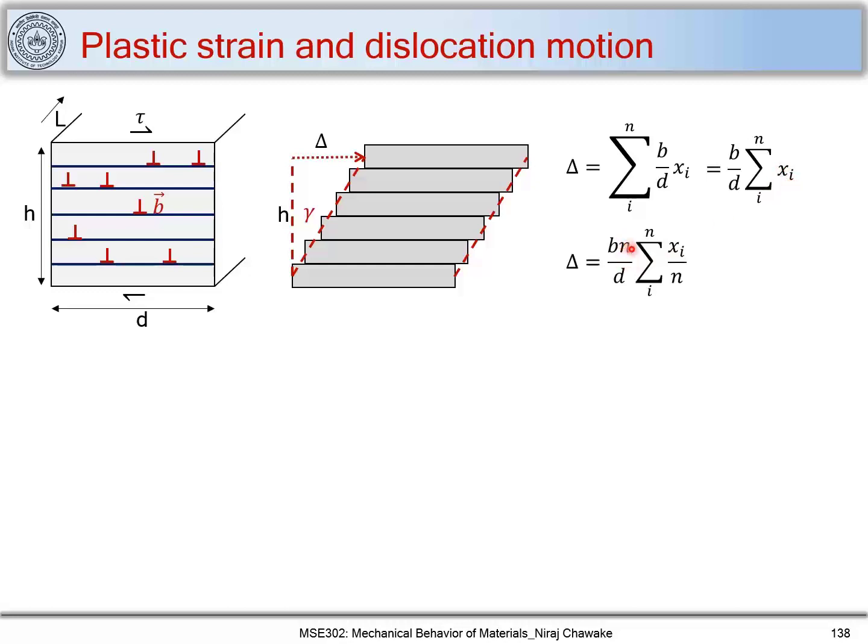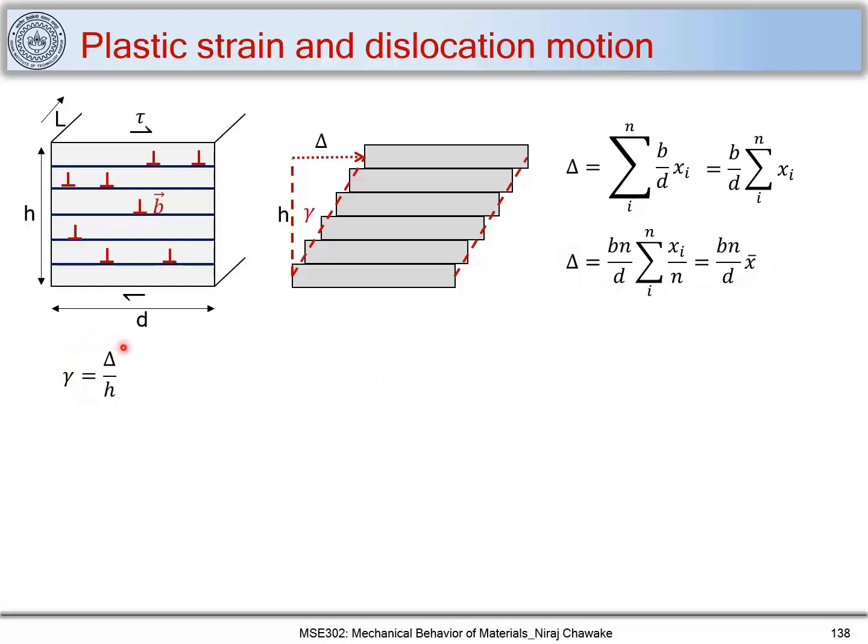Let me divide it by n, the number of dislocations, and multiply it by the number of dislocations. So you get this term to be the average x, or the average displacement on these glide planes. This is our average displacement of dislocations on the glide plane. And I have this delta.